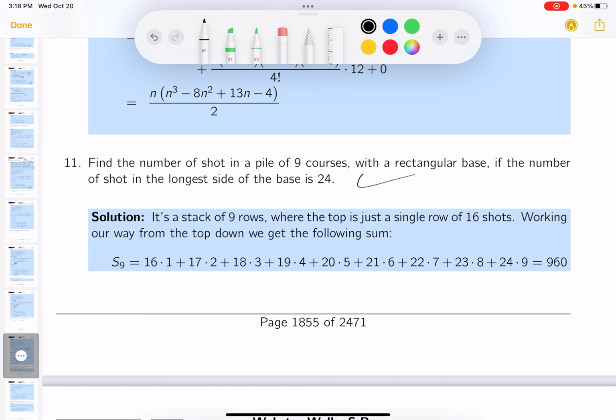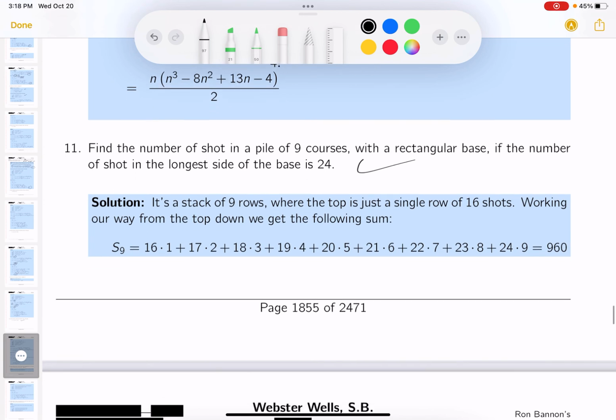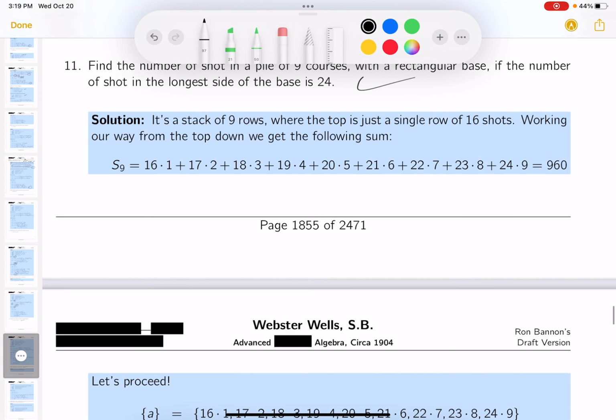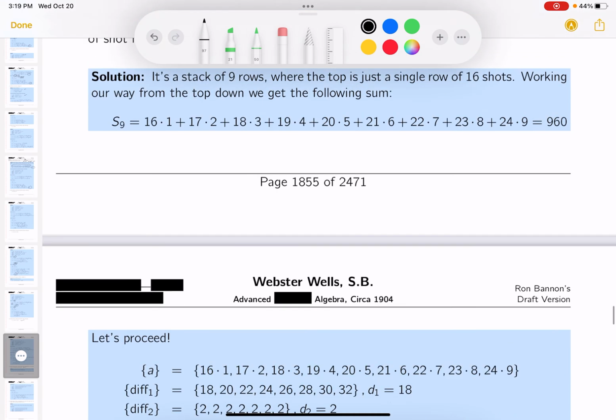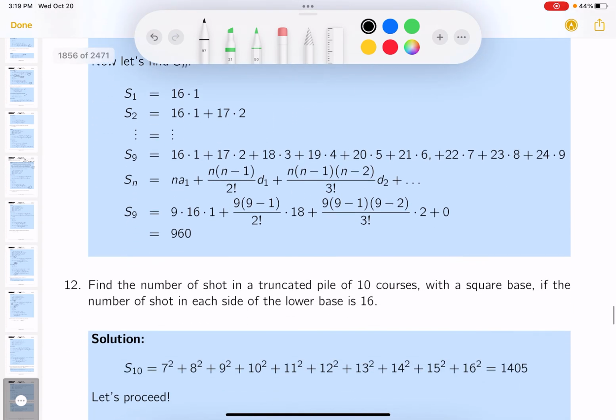Find the number of shots in a pile of 9 courses with a rectangular base if the number of shots in the longest side of the base is 24. You might have to think about that one, all right? That requires some thinking. And I'll be honest, when I'm doing the problems, I've got to think about them too. I have to think about what they said. And that's an important thing, thinking about it.